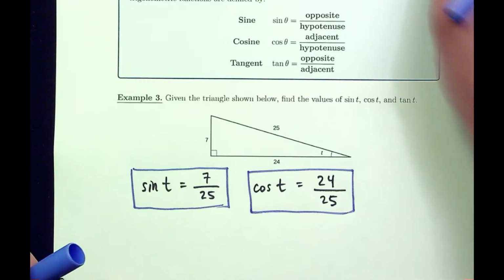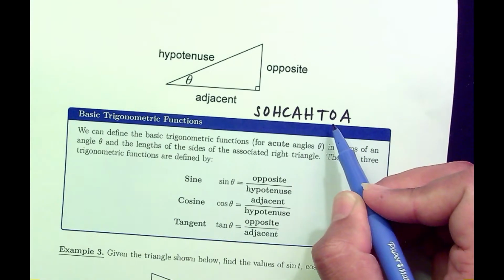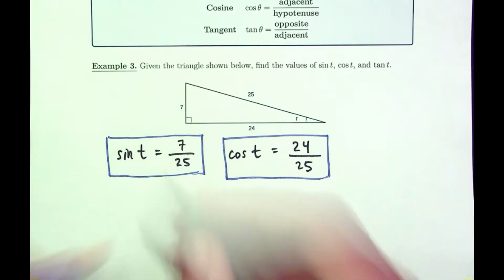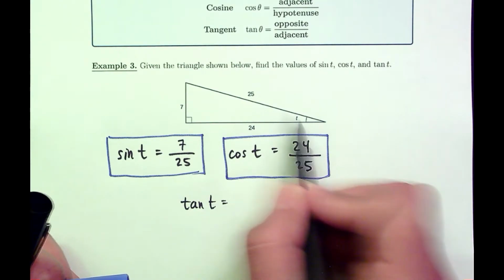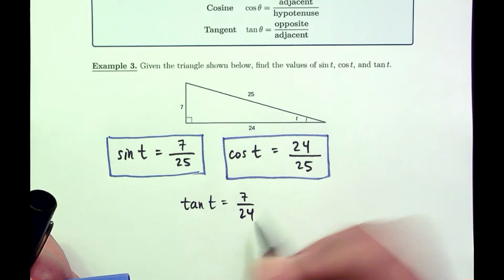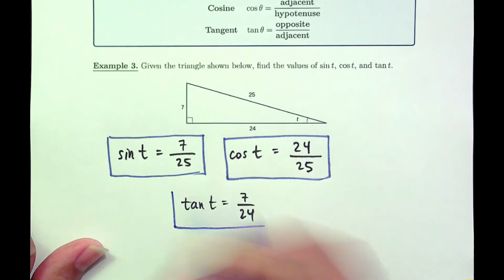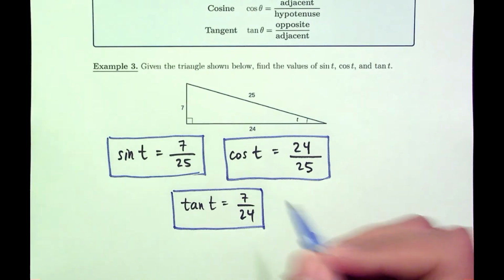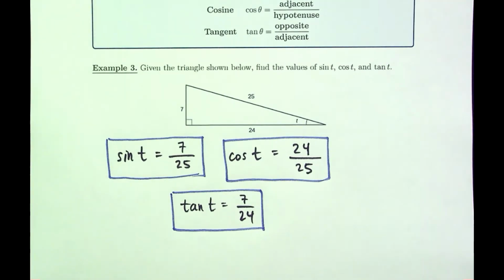And lastly, the tangent. SOHCAHTOA: the tangent is opposite over adjacent. So the tangent of the angle t is opposite, which is 7, over adjacent, which is 24. So the tangent of t equals 7 over 24. And that's it. Memorize the acronym SOHCAHTOA, and you'll be able to do this really easily.